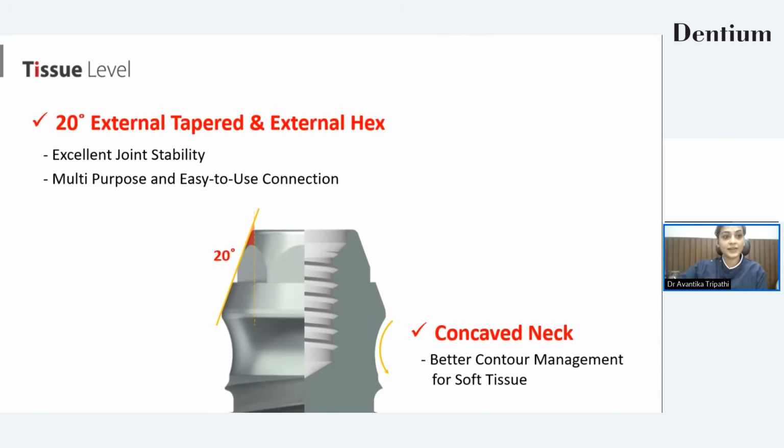It has an external hexagonal connection, so it has a 20-degree external taper. When the abutment is seated over it, it is going to make an angle of 20 degrees with the fixture. It has a concave neck, which is very important for soft tissue contour. So it is going to nicely contour the gum around it.